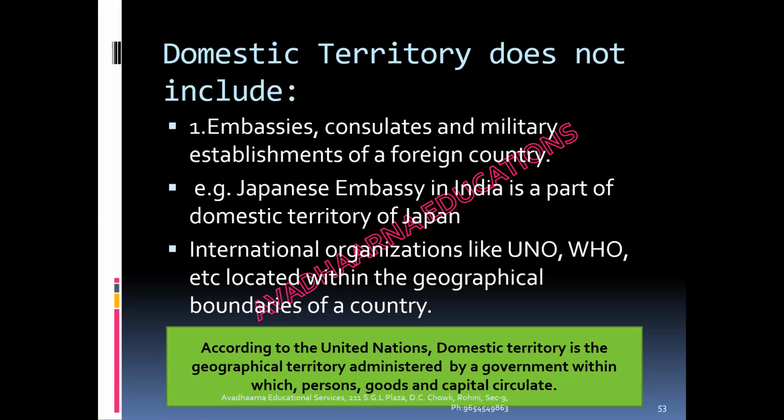See, if you want to travel to some other country which is not a part of your domestic territory, you have to apply for a visa, you have to seek permission from that country whether you can come or not. Similarly, goods, when they are exported or imported, again you cannot import or export on your own, you need certain permissions in the form of a license from the government. So that is why it is said that according to the United Nations, domestic territory is a geographical territory administered by a government within which persons, goods and capital circulate.